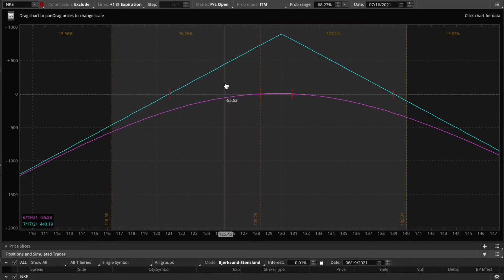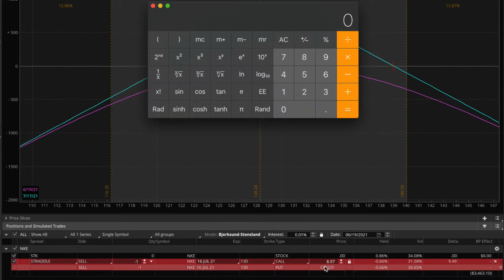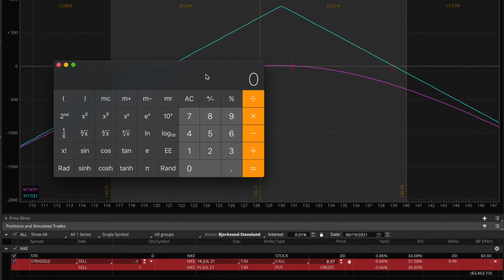And if you want to calculate your break-even points exactly, all you have to do is take the credit you receive for putting on the position, and then you add it and subtract it to the strike prices of your contracts. So real quick here, let's bring the calculator back and let me move this down here. So for our break-even point on the upside, we simply take the strike price of our call option, which is 30 bucks, and then we add to that the credit we receive, which is $8.97 on a per share basis. So that means our break-even point on the upside is $38.97 per share.